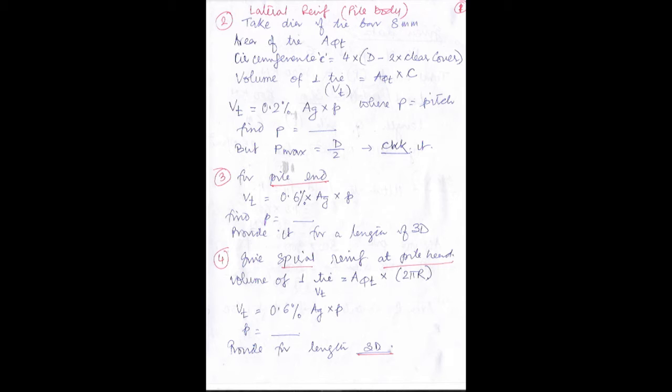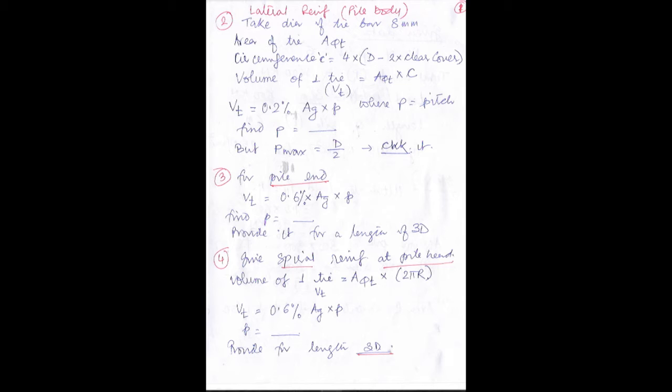Now the volume of the tie bar, whatever you have found out, should be equal to 0.2% of Ag into P, where P is the pitch. So from here you can find out the value of pitch, but remember the maximum value of pitch is D by 2. D means the least lateral dimension of the pile you are providing.